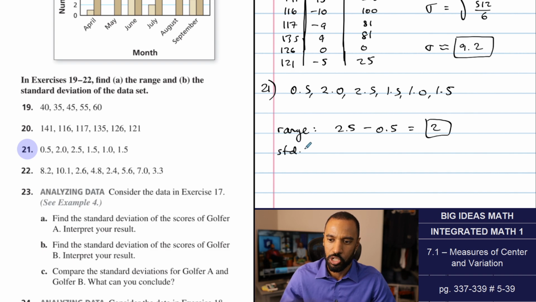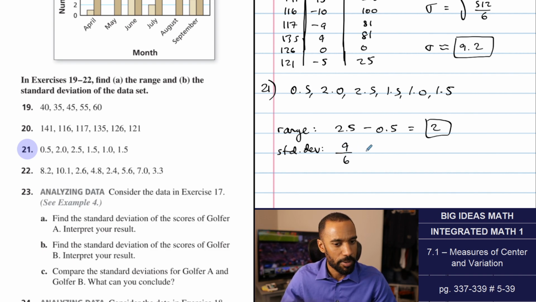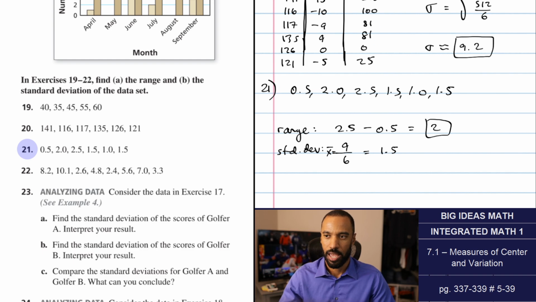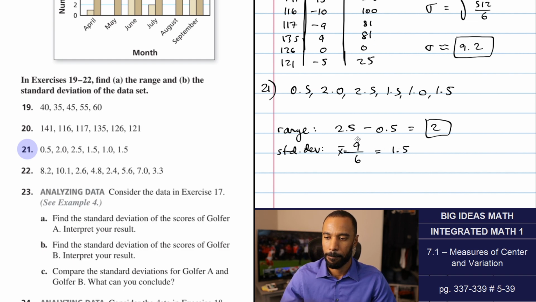The standard deviation, let's get that mean. 2.5, 5.5, 2.5, 5, 6.5, 7.5, 9. We're doing 9 divided, is that 6 values? 9 divided by 6, okay. And that's 1.5. Oh, I'm sorry. This is x bar. This is your average. X bar equals 1.5. Sorry about that.